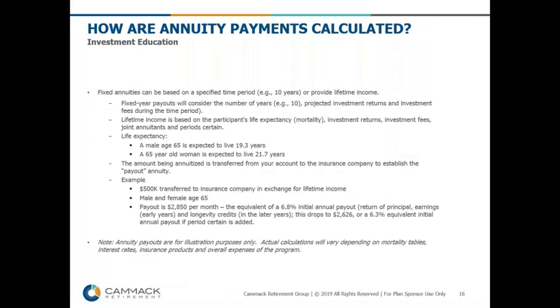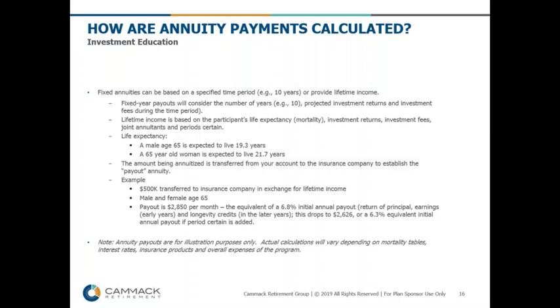So how do we calculate annuity payments? I'm going to give you some examples. A fixed annuity could be based on a period of time, like 10 years, or it could be based on a lifetime. Fixed year payouts will consider the number of years, projected investment returns over that time, and then the investment fees during that time period as well. Now, lifetime income, this is what a lot of people are interested in. This is based on the participant's life expectancy, investment return, investment fees, whether you have joint annuitants and period certain.